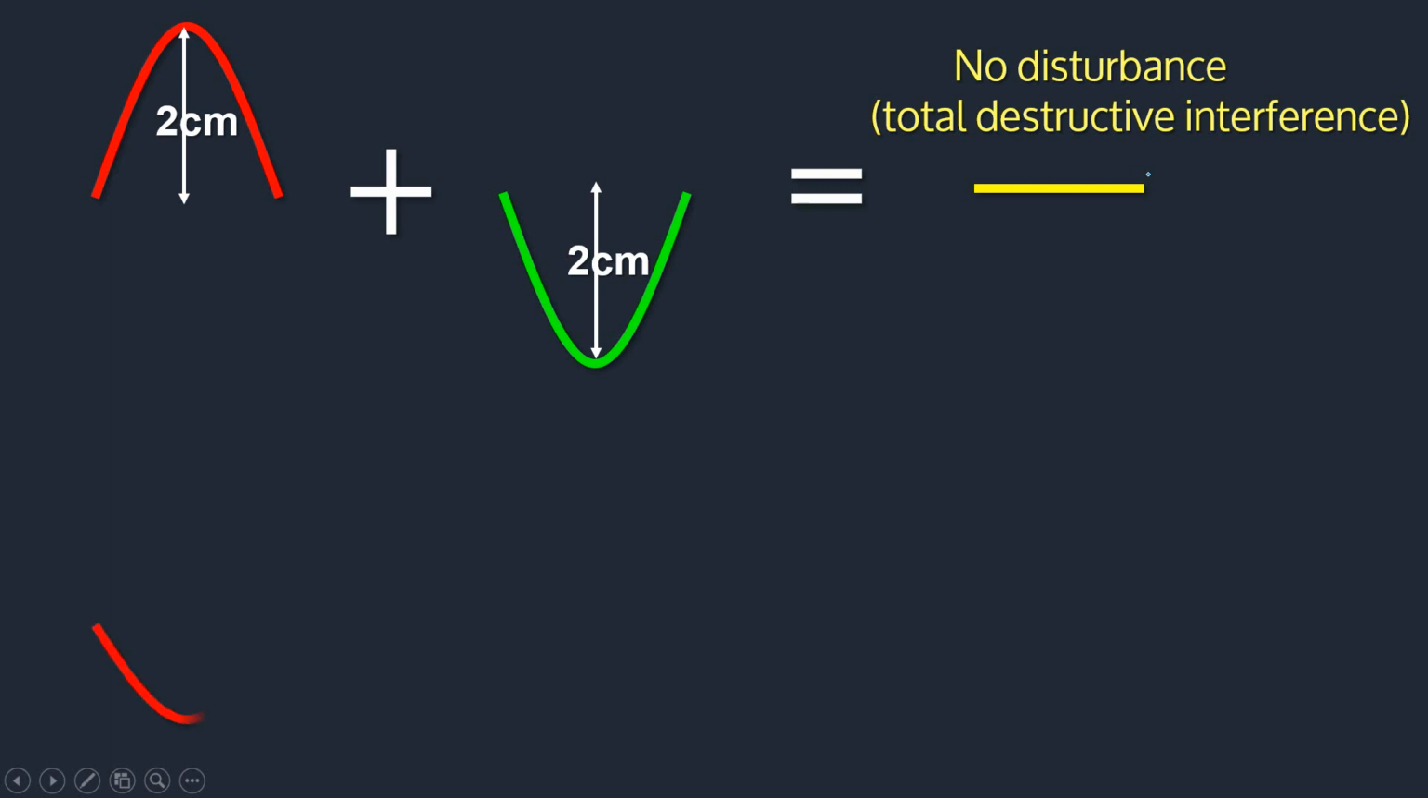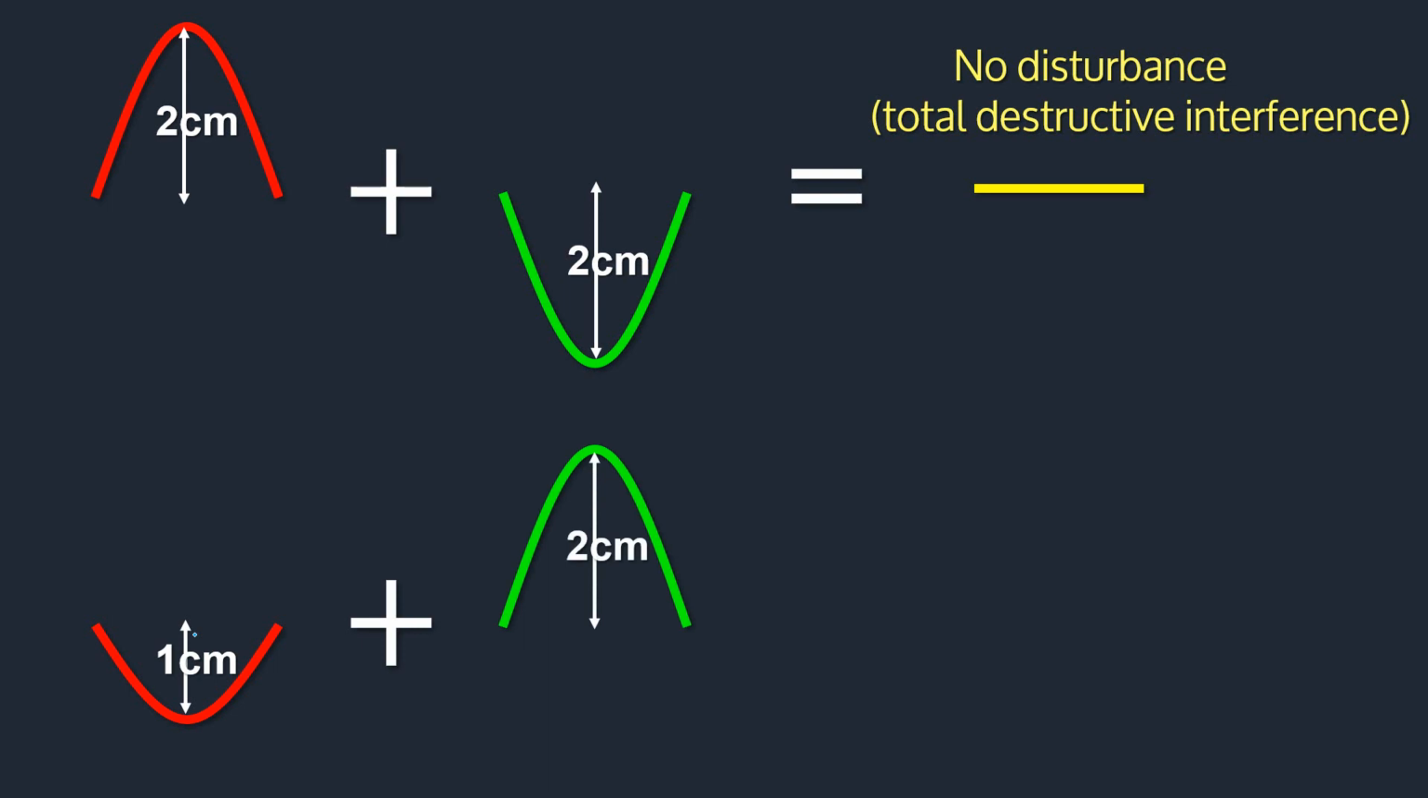On the other hand, if you have a trough, I'll start with a trough this time, of amplitude 1 centimeter overlapping with a crest of amplitude 2 centimeters, you're going to end up with negative 1 plus positive 2. What do you end up with? Negative 1 plus positive 2. Definitely you get positive 1. So you end up with a crest of amplitude 1 centimeter.